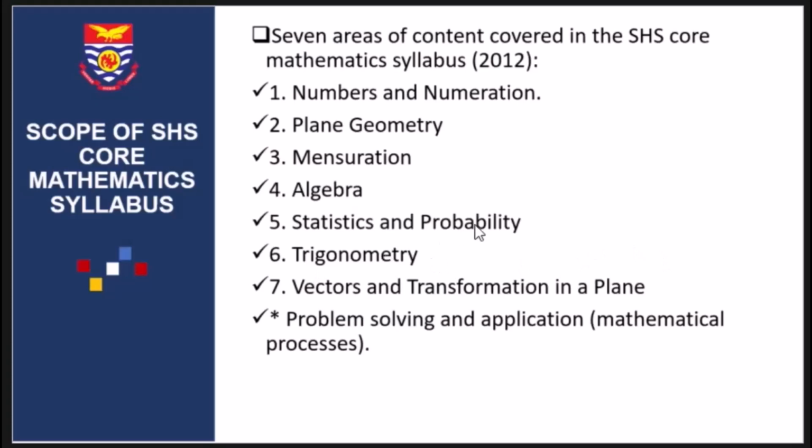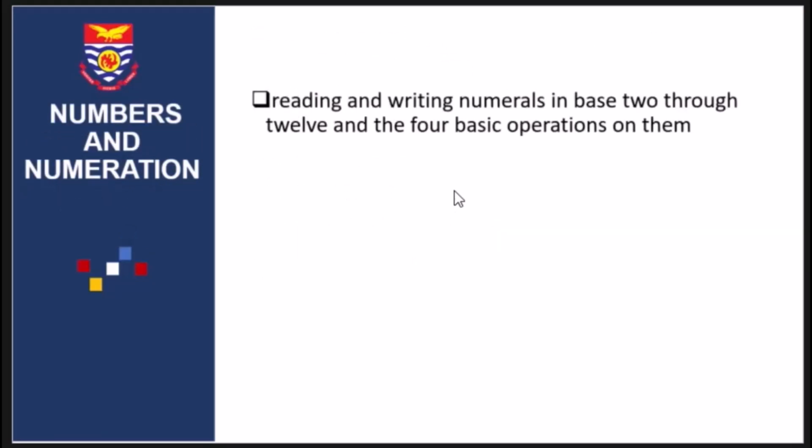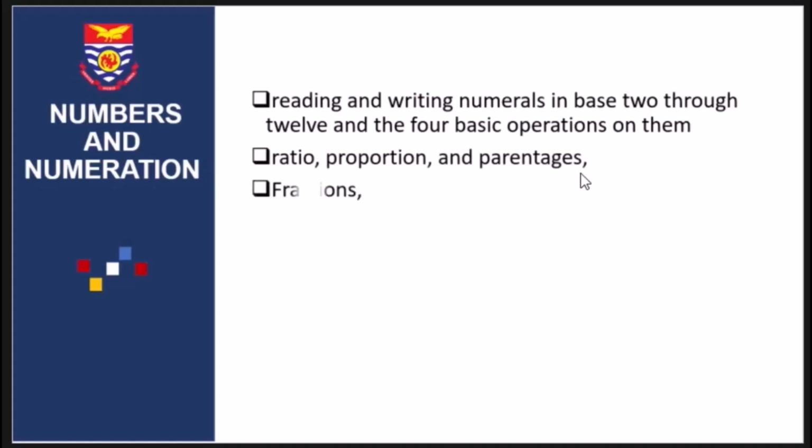The first one, numbers and numeration. What does it constitute? It talks about reading and writing numerals in base 2 through base 12 and the 4 basic operations on them. So 4 basic operations: addition, subtraction, multiplication, and division. So this talks about the numeration system, not only base 10, but from base 2 up to base 12. Then ratio and proportion and percentages are treated here. Fractions, integers, and rational and irrational numbers are here.